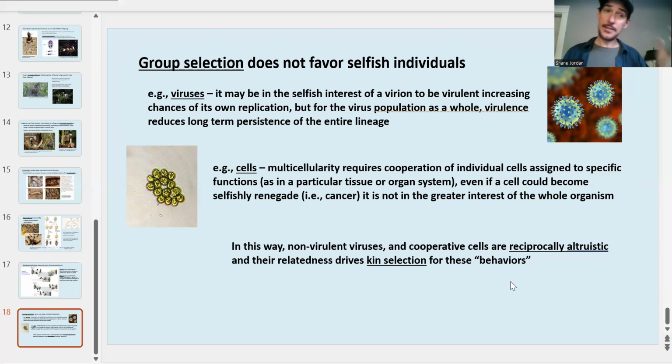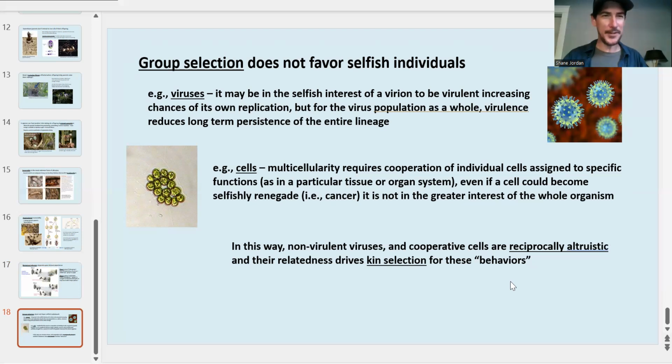These could be species in an ecosystem. These could be different members of one species, or we could start thinking about this even happening on smaller levels, like the level of cells and tissues. One example we think of comes with viruses. And viruses obviously can be highly, highly infectious. It could be in the selfish interest of a very highly infectious virion to become extremely virulent, because that allows it to increase the chances of passing on its own genes.